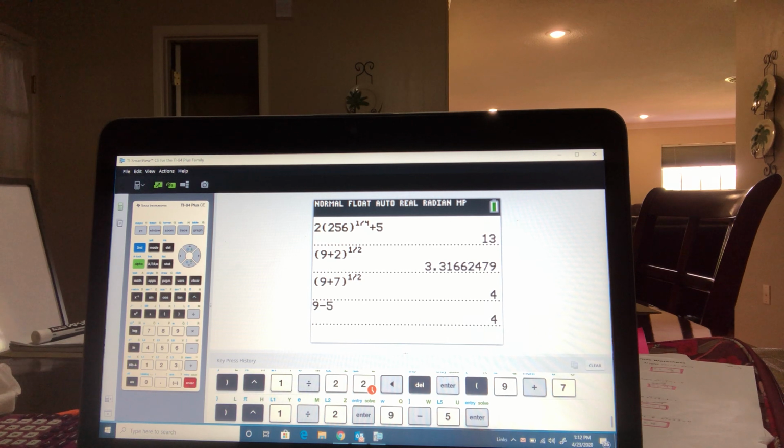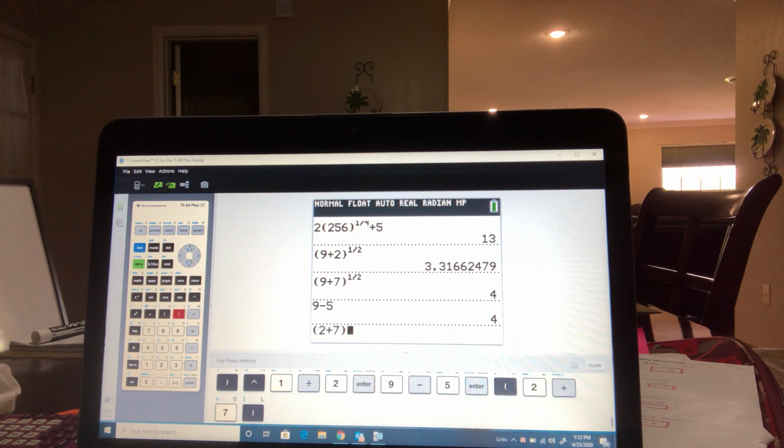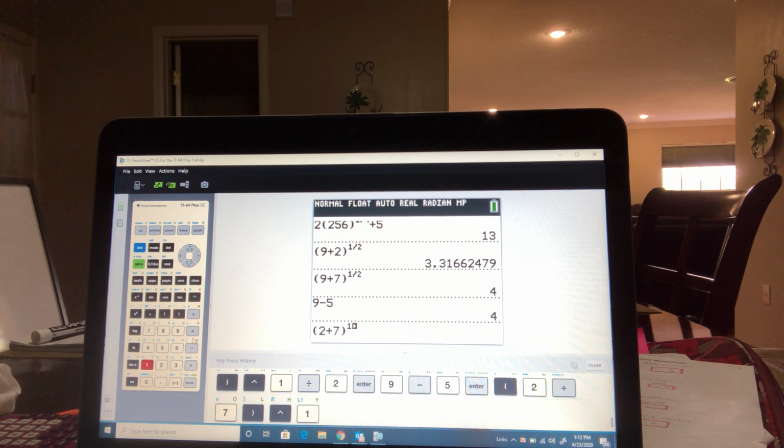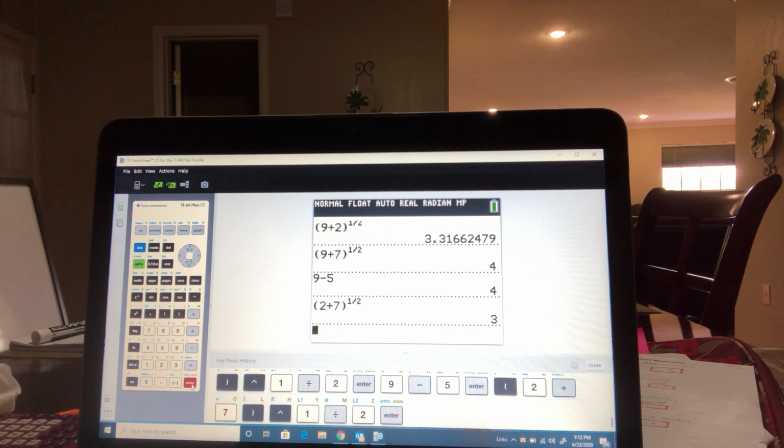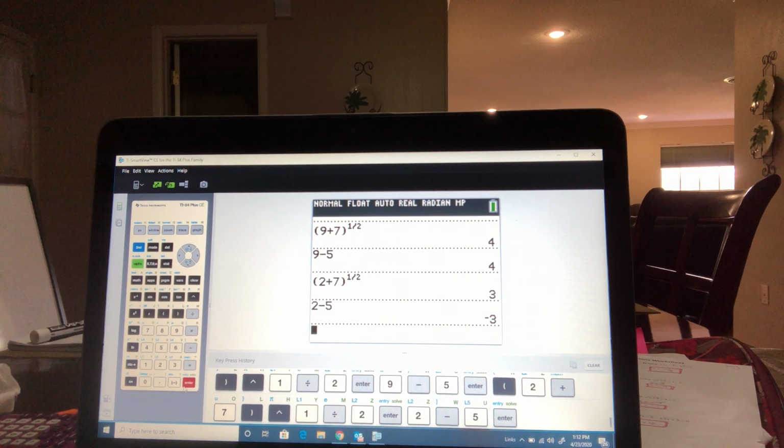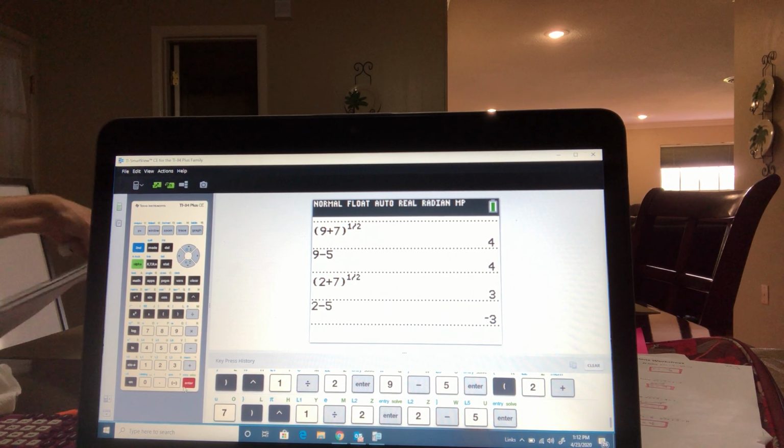So now we're going to try 2. So this time I'm going to do 2 plus 7 raised to the half power is 3. And on the other side, if I were to put in 2 minus 5, it would be negative 3. So those two numbers are not the same. 3 and negative 3 do not equal each other. So that means that number 2 is no good. It would be called an extraneous solution.